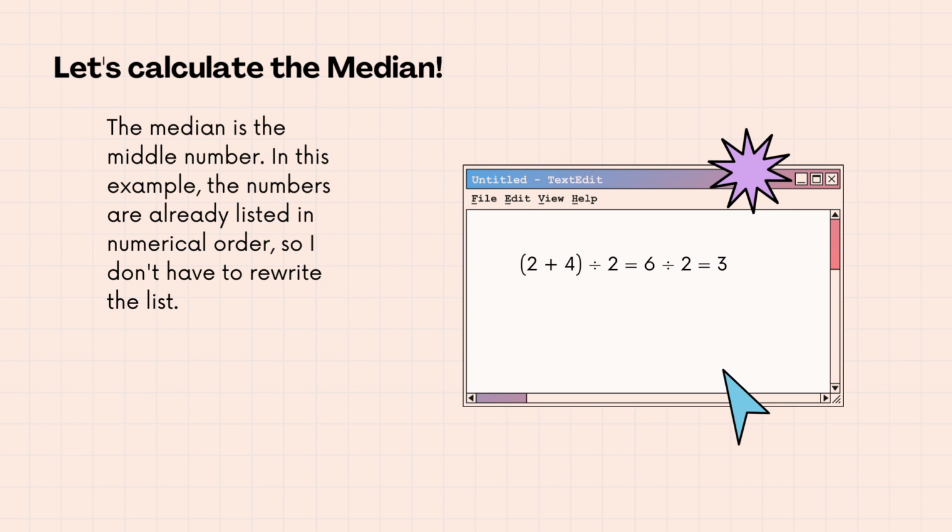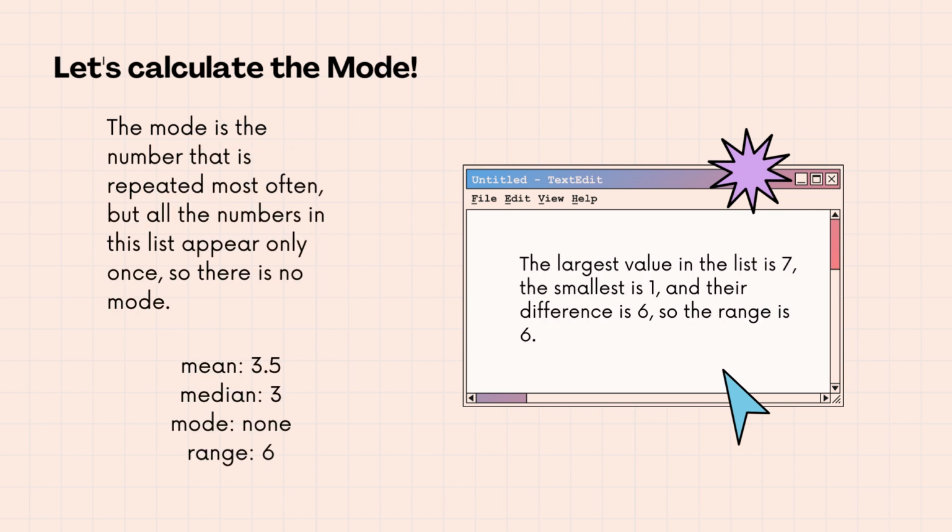So the mode is the number that is repeated most often, but all the numbers in the list appear only once, so there is no mode. The largest value in this list is 7, the smallest is 1, and their difference is 6. So the range is 6. Our mean for the second question is 3.5, our median is 3, there is no mode, and the range is 6.